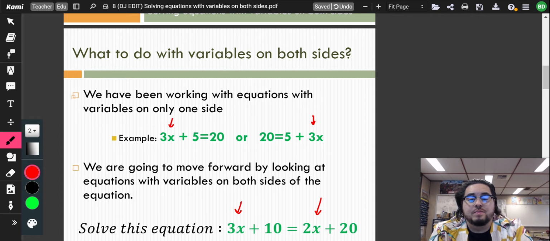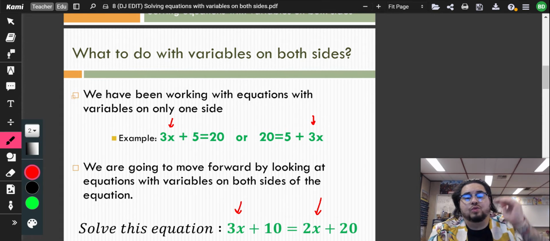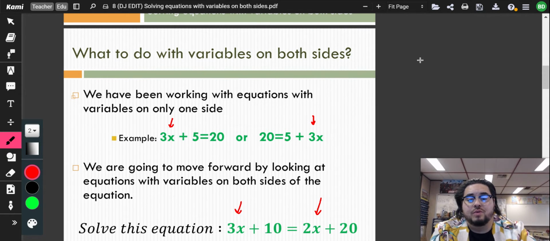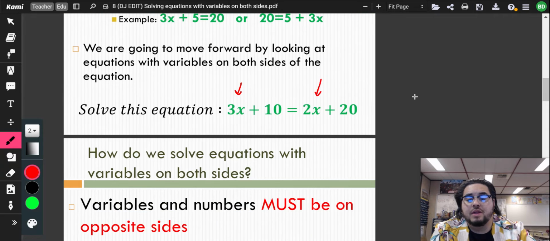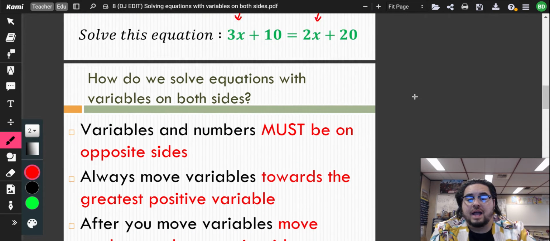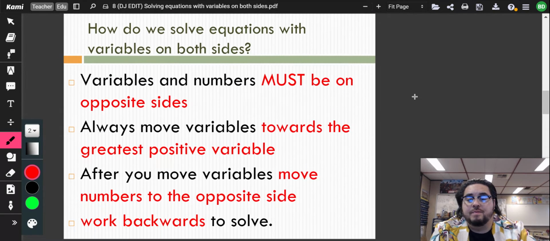How do we know where to move things around so that we can solve? Basically, what we're going to do is take this and convert it into a two-step equation. So it's just one little extra layer of difficulty, but we can turn it into something that we've been working with. So really straightforward.